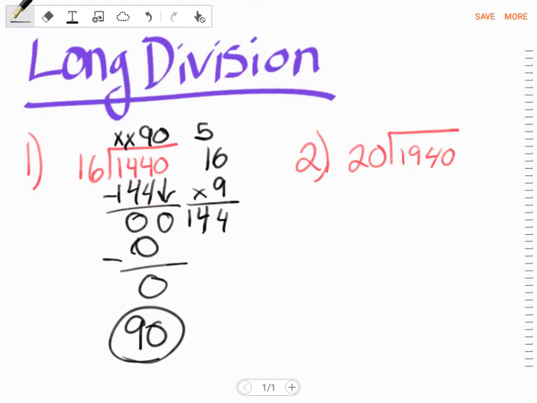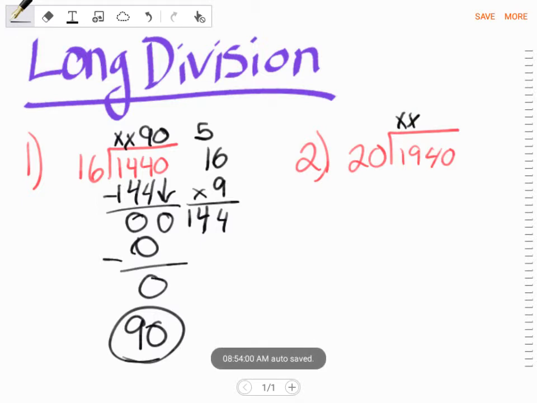Okay. My next one over here, I'm going to do 20 goes into 194. So let's try the same method. 20 does not go into 1, so I'm going to stick an X here. 20 does not go into 19 either. It doesn't quite fit, so I'm going to stick another X. But 20 does go into 194.